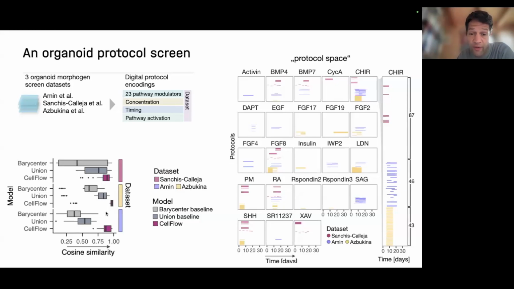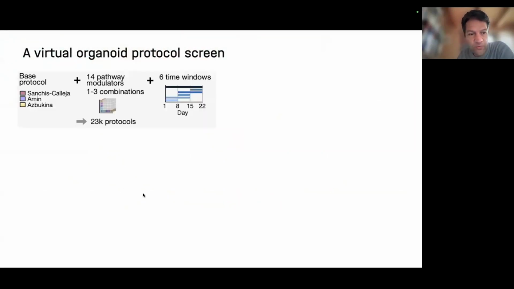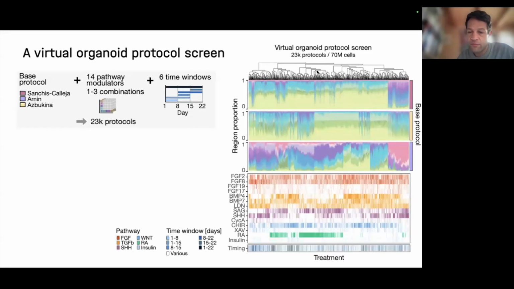So now we train across all of them and do what we want to call a virtual organoid protocol screen. For this, we take these different base protocols, add various combinations of modulators, and then in silico generate more than 23,000 protocols because we give them at different timings. Of course, we still discretize that space. It's a bit of a random choice. You could make this more detailed, potentially fully continuous, and then go full RL or whatever on that. But for now, we just exhaustively searched. Across these 23,000 protocols, we generated more than 70 million virtual cells, if you want. And now we can analyze them as if we would analyze real ones.